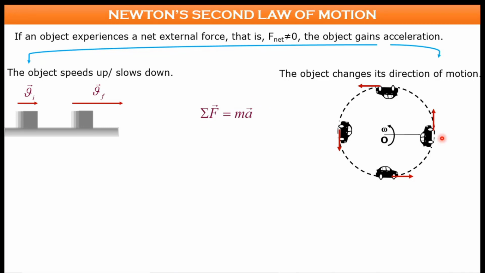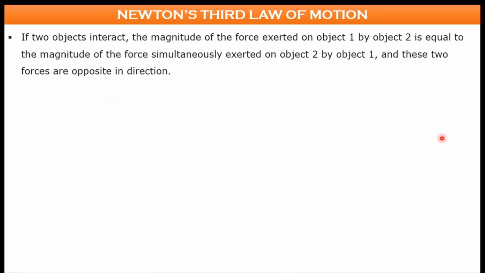And coming to the most important part, the third law of motion. Every action has a reaction. If two objects interact, this is the statement from your 11th grade book: the magnitude of the force exerted on object 1 by object 2 is equal to the magnitude of the force simultaneously exerted on object 2 by object 1. And these two forces are opposite in direction, like this.